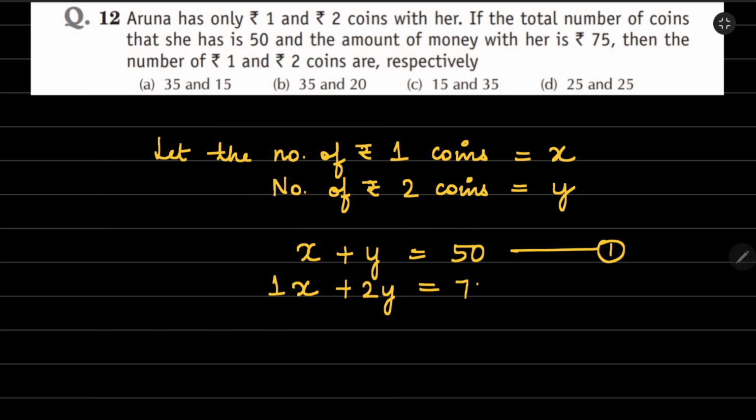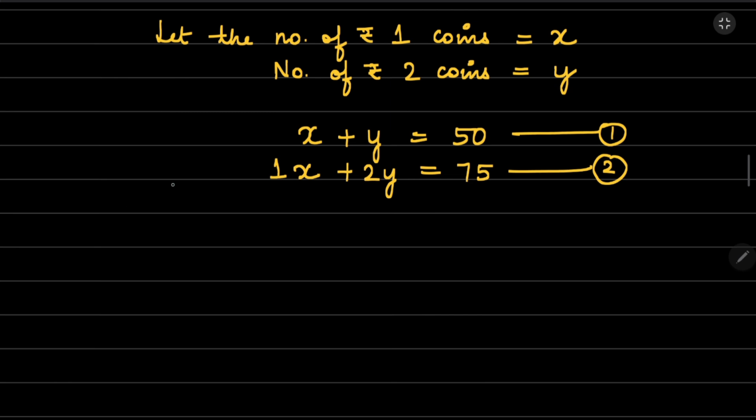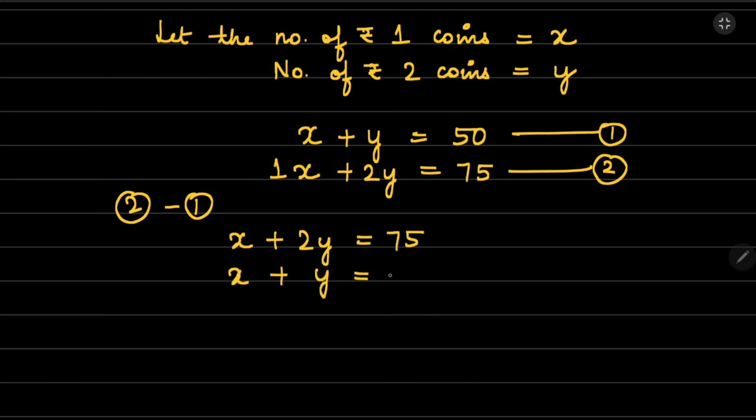What is the money she has? 75. This is equation number 2. You have to just solve 1 and 2. What we can do is subtract 2 minus 1. So what is equation 2? X plus 2y equal to 75. X plus y equal to 50. We are just subtracting, so just change the sign.